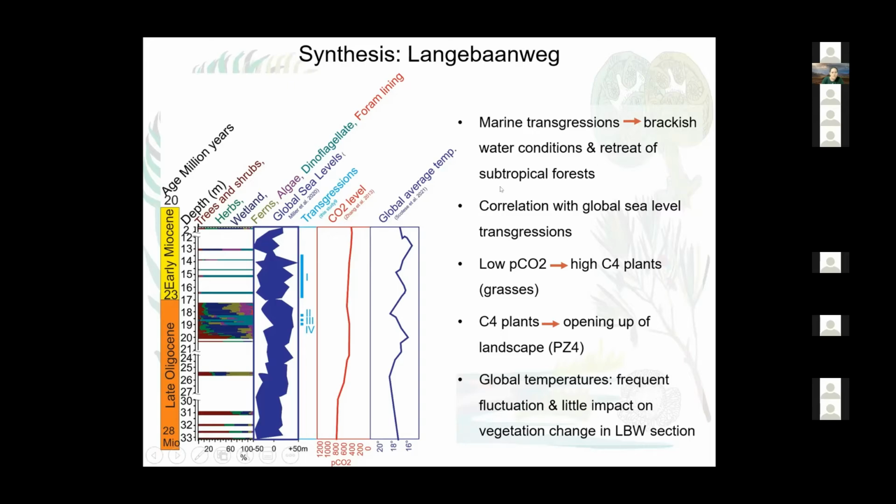The partial pressure of carbon dioxide was, however, lowered during this time period, and this decrease favored C4 plants, especially grasses, and the expansion of the C4 plants led to the opening of the landscape, which was seen by the increase of grasses in pollen zone 4. And global temperatures fluctuated frequently, and possibly had little impact on the vegetation change in the Langebaanweg section.